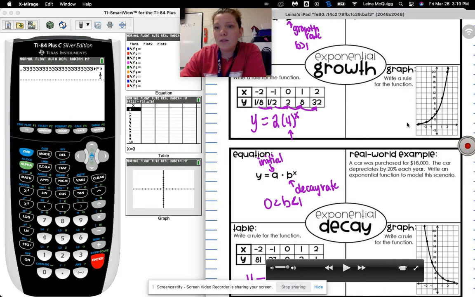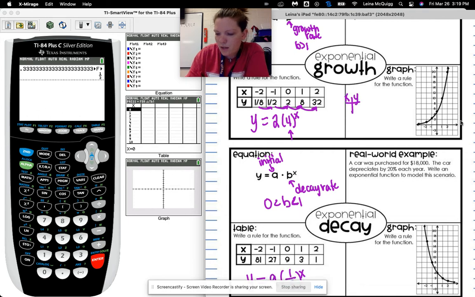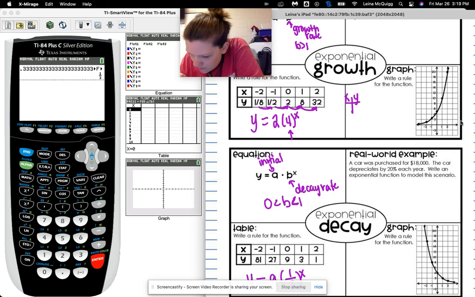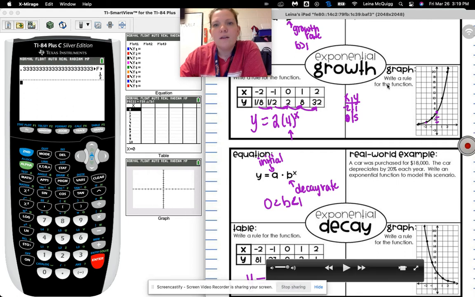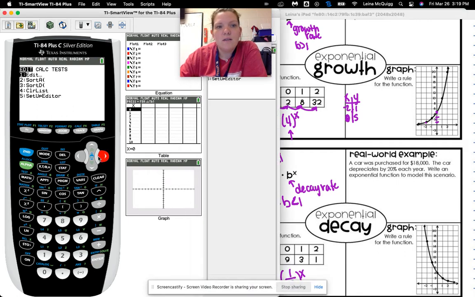I'm going to pick some points on here and make a table. So my table over here, I have x's and y's. I'm just going to pick 2 points. I have, let's see. It looks like these are 1, 2, 3. So we've got a point at -2, 1, and another point here at 0, 5. So I'm going to do stat, go over to stat, edit.